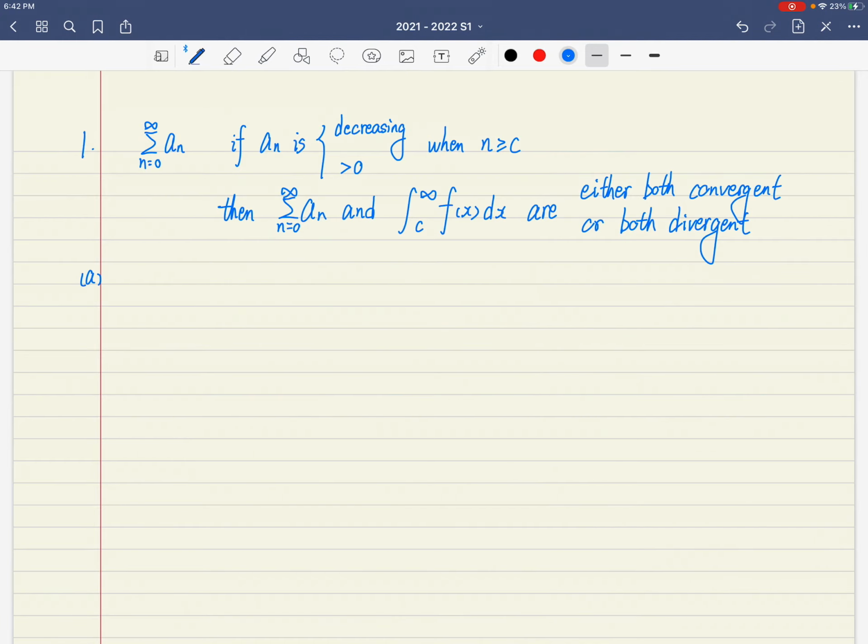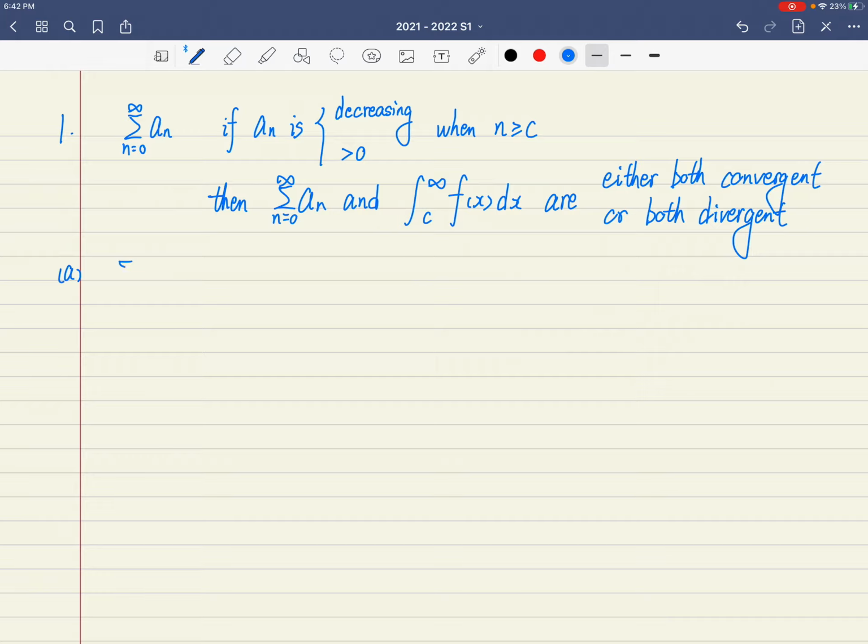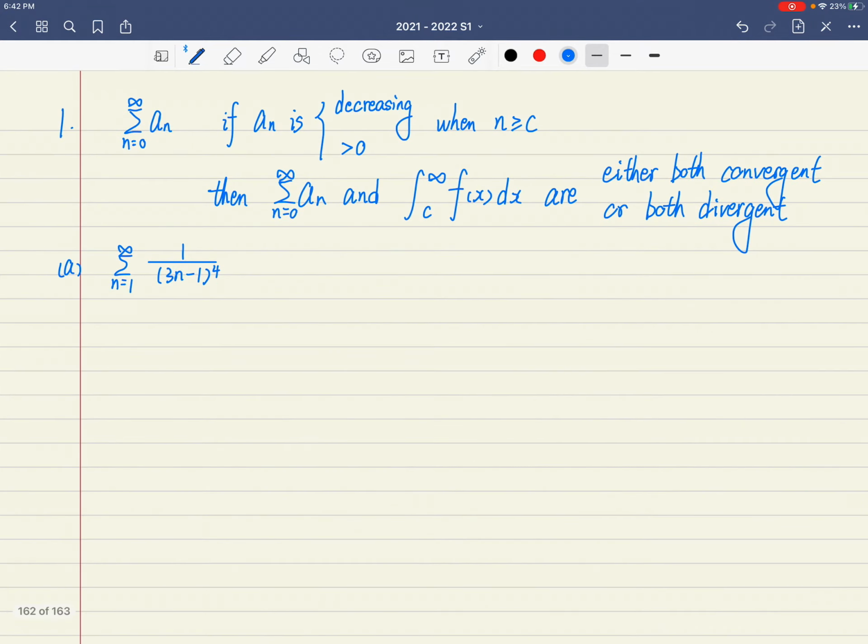So to apply the integral test, you have to check whether the series is decreasing and positive. For the first one, this is very easy to check. Your a_n is 1 over (3n minus 1) to the power 4. This is always positive because when n is 1, this is a positive number. When n is 2, it's a positive number. Anyways, the bottom is always a positive number, so the fraction is always a positive number.